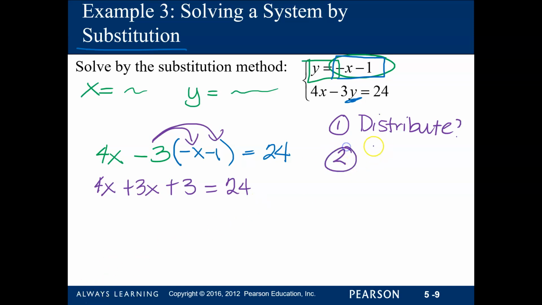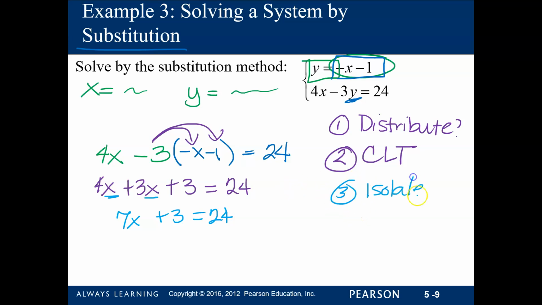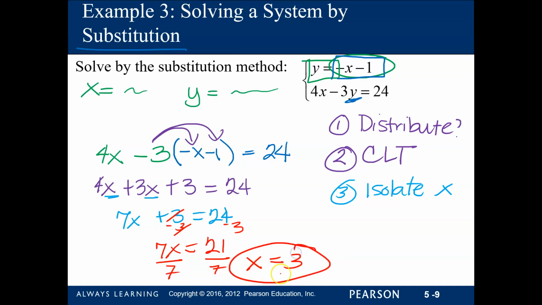The next step will be combining like terms. It will always be like that. So in this scenario, we can combine the ones with x's. So 4x plus 3x, that is going to give us 7x plus 3 is equal to 24. And now, the last part is we isolate the variable, in this case, our variable x. So for us to be able to isolate it, we need to subtract 3 on both sides. Okay, so we have 7x is equal to 21. And solving for x, we divide by 7 on both sides. Therefore, x is equal to positive 3, okay?